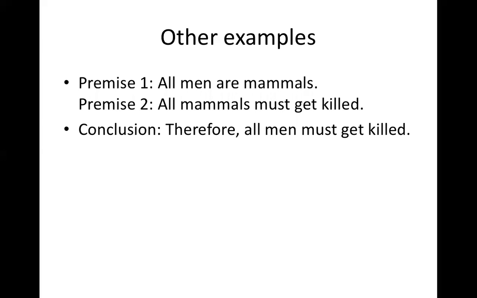Now, but is it true that all men must get killed? It is not. So there is incorrect information somewhere, and it is in premise 2. All mammals must get killed. And that affected the conclusion, all men must get killed. So in order to correct the conclusion, you have to go and correct premise 2. All mammals must get killed. So it is a valid hypothetical syllogism, but it is not a true argument. So the argument is not sound. It is valid, but not sound.